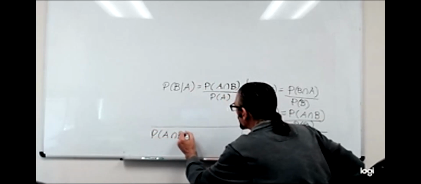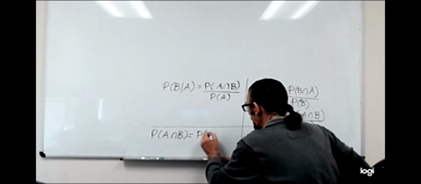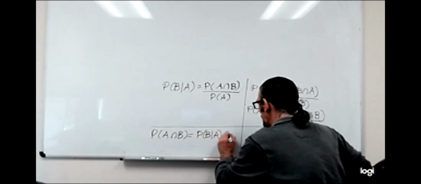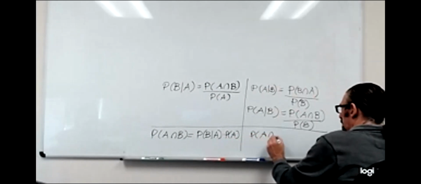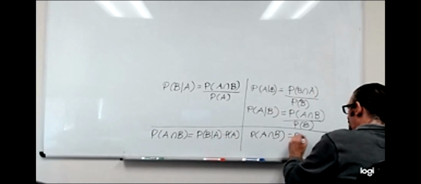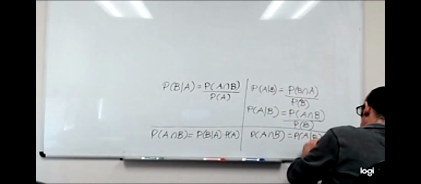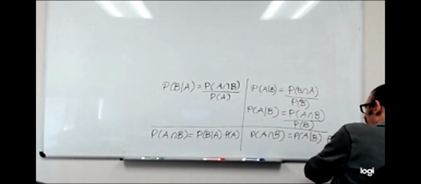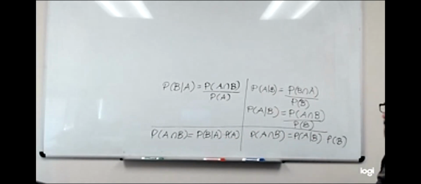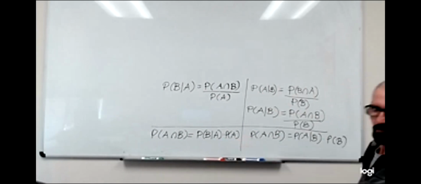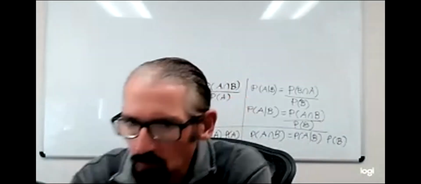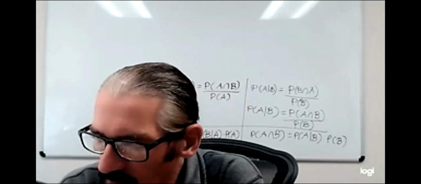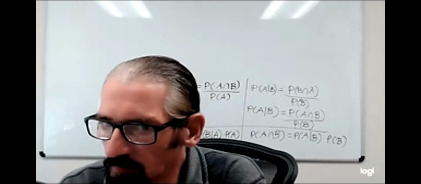The probability of the intersection would equal the probability of B given A times the probability of A, or the probability of A given B times the probability of B. So we're going to apply these four formulas in four quick examples. No particular context given to this, just some numbers given. Here we go.